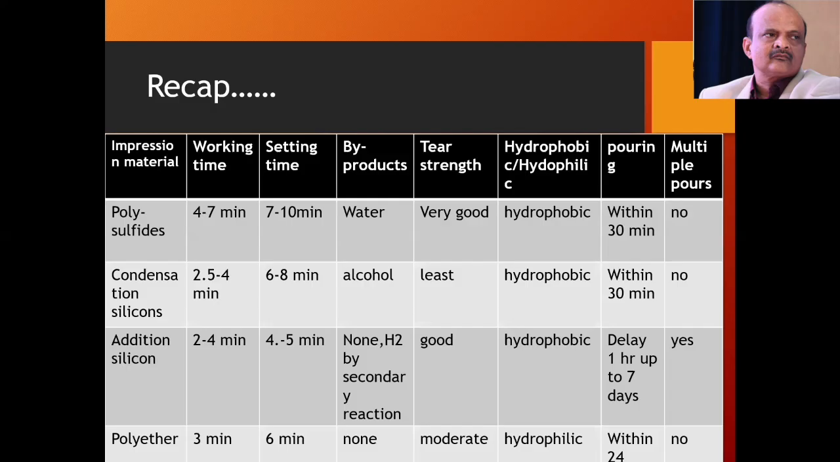days. Then the polyether, which is a rigid material, has no chemical reaction byproduct, and this is the only hydrophilic material amongst all the elastomeric impression materials. And Impregum is another hydrophilic material, and this needs to be poured within 24 hours of the making of the impression.